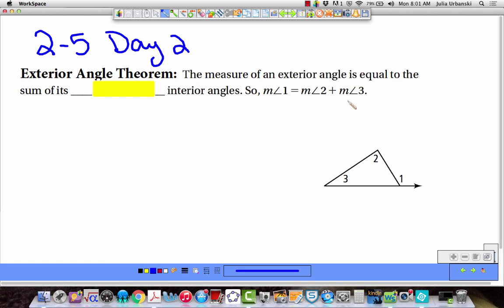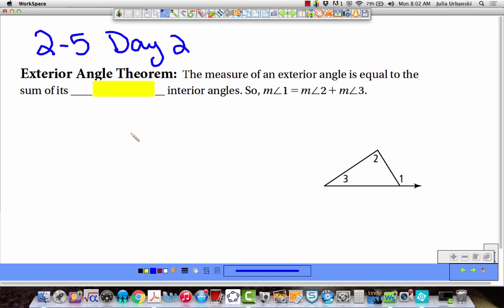Okay, this is called the exterior angle theorem. So what kind of angles do you think we're going to be talking about? Angles where? Exterior, on the outside. So if you're looking at this picture right here, angle 2 is on the inside and angle 3 is on the inside, but angle 1 is on the outside of the angle. And that comes from taking the edge and extending it outward so that you have an outside angle.